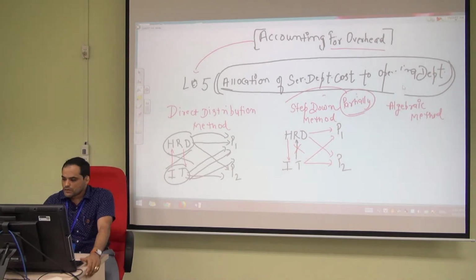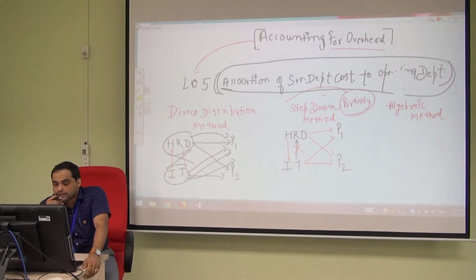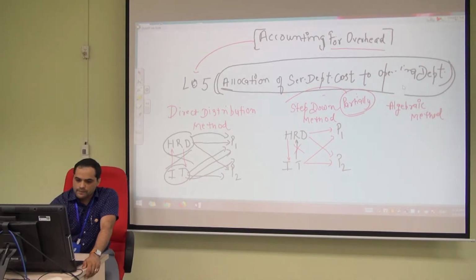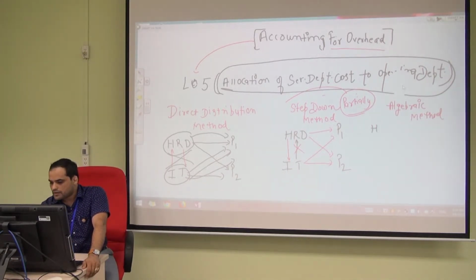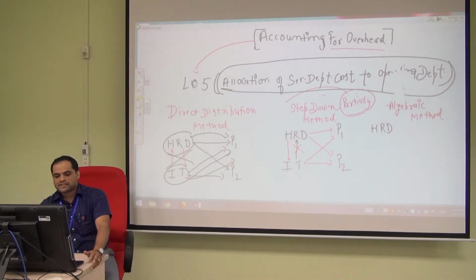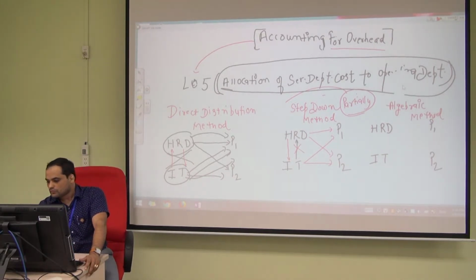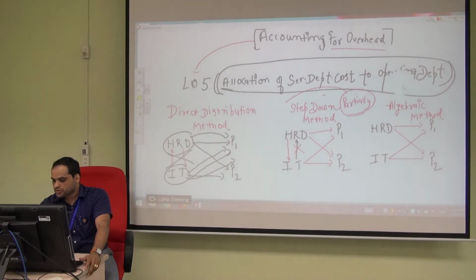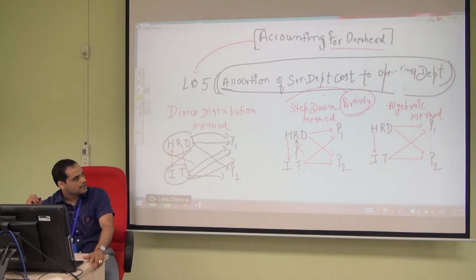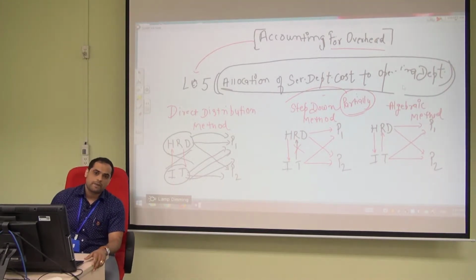All right? Next one is the algebraic method. The algebraic method is a combination of, of course, direct distribution and the step-down method. So I use the same example. It means human resource to production 1 and production 2 by the IT, and here human resource is giving services to the IT department and also taking services from the IT department.